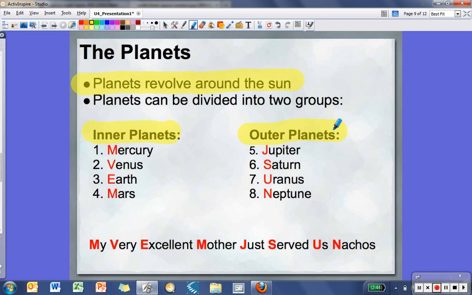But anyway, Jupiter, Saturn, Uranus, and Neptune are called outer planets because they're far away from the sun. Okay, now there's only 8 planets. If you guys really thought there were 9, because maybe when you were in elementary school you learned it as 9, Pluto is no longer a planet. It's a dwarf planet. We'll talk more about that next week.